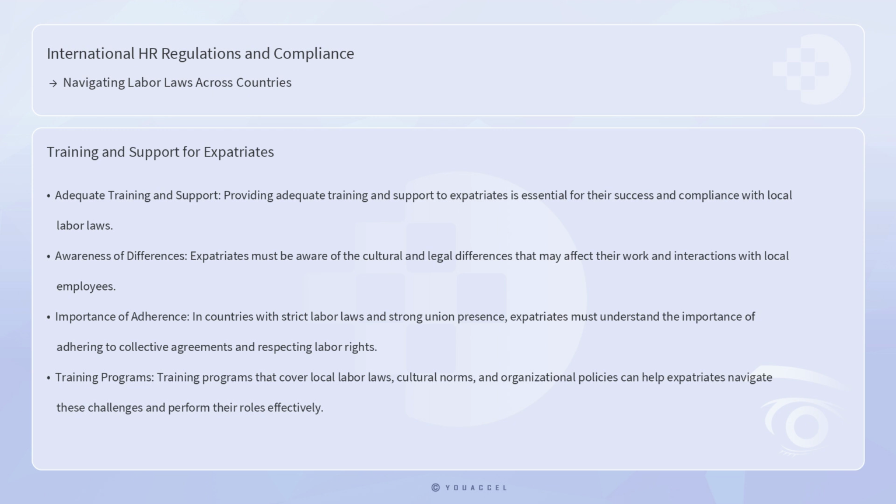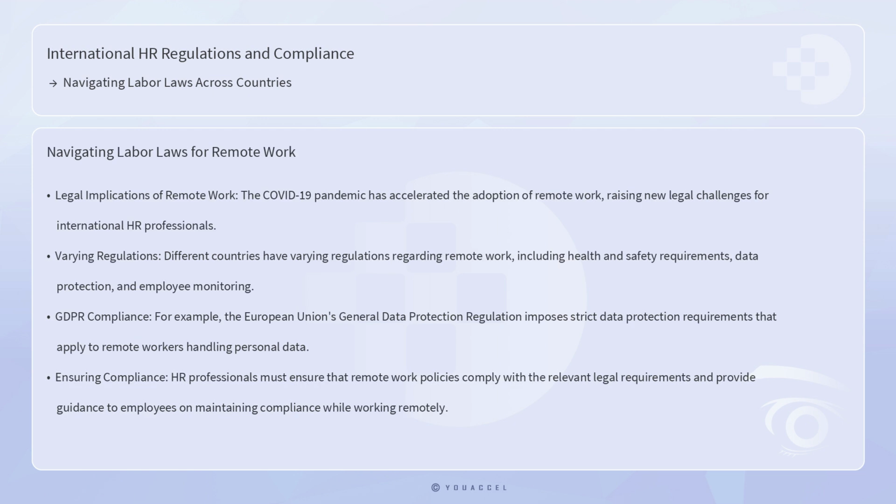Moreover, providing adequate training and support to expatriates is essential for their success and compliance with local labor laws. Expatriates must be aware of the cultural and legal differences that may affect their work and interactions with local employees. For example, in countries with strict labor laws and strong union presence, expatriates must understand the importance of adhering to collective agreements and respecting labor rights. Training programs that cover local labor laws, cultural norms, and organizational policies can help expatriates navigate these challenges and perform their roles effectively.